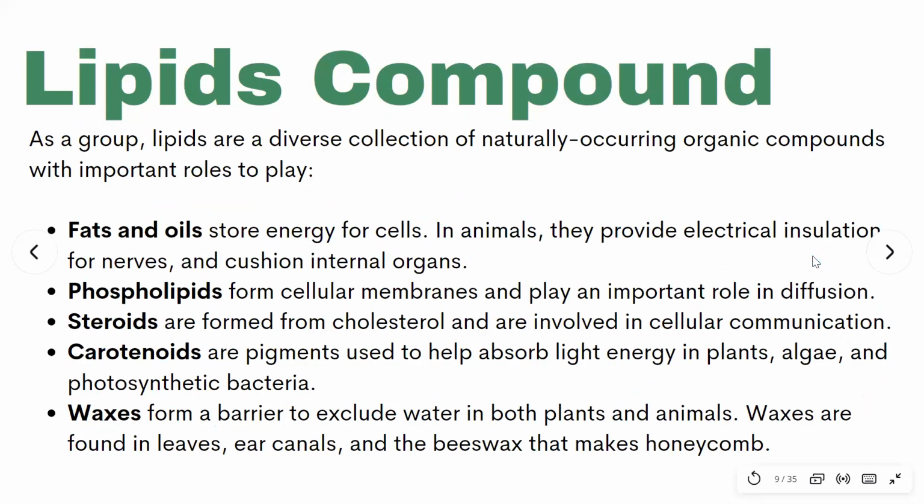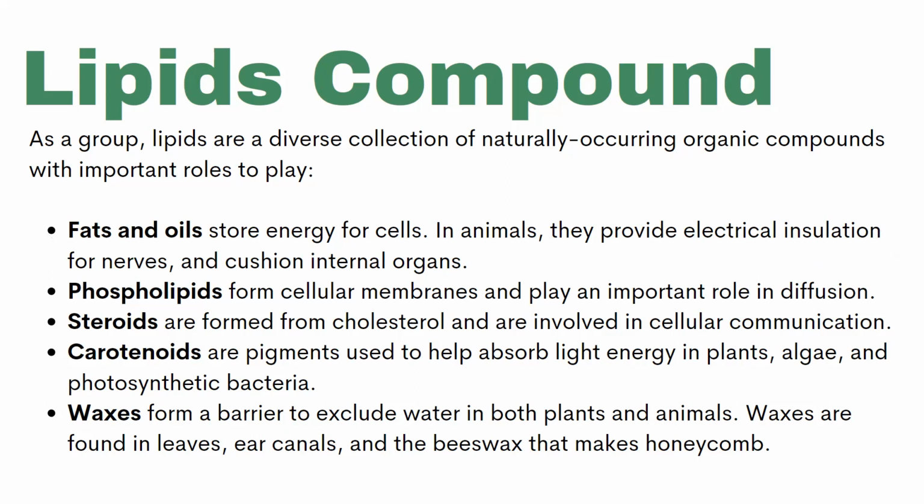As a group, lipids are a diverse collection of naturally occurring organic compounds which play important roles. Fats and oils are used to store energy for cells. In animals, they provide electrical insulation for nerves and cushion internal organs. Phospholipids form cellular membranes and play an important role in diffusion.